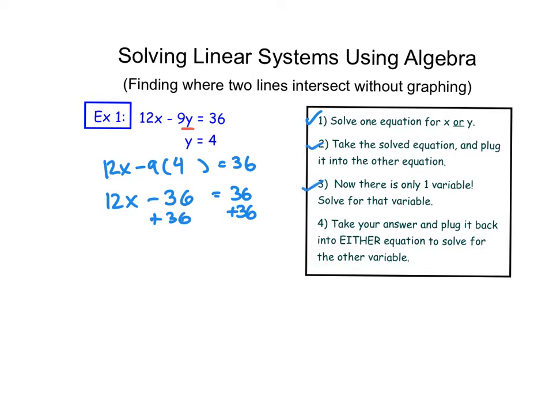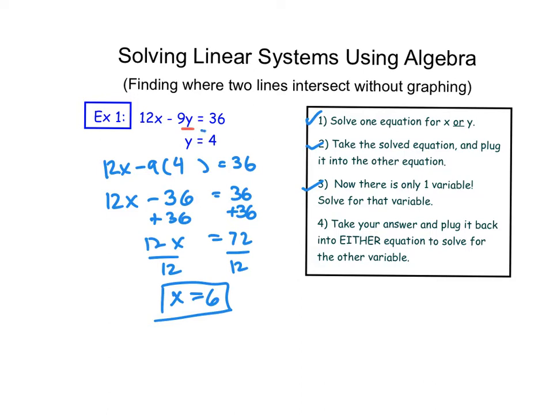Now there's only one variable we're going to solve. We're on step 3. We've got 12x equals 72. Divide by 12. And we get x equals 6. So we got step 3, we solve for that variable. Now step 4 says take your answer and plug it back into either equation to solve for the other variable.